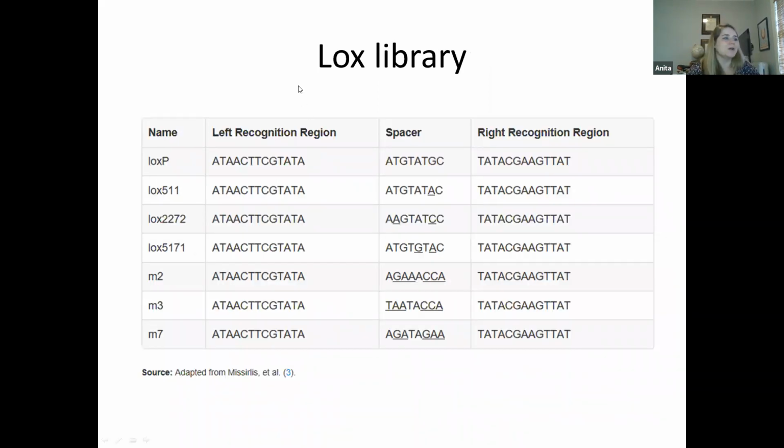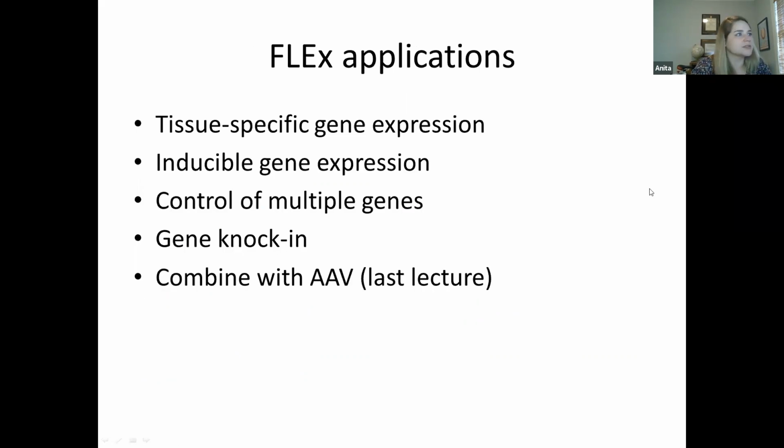So basically now there's kind of a library of LOXP sites, because obviously it is powerful to start combining them. So now there's wild type LOX, LOX 511, as we mentioned, 2272, and then there are some of these other ones. And as you can see, they have different spacer regions, always with the palindromic left and right regions.